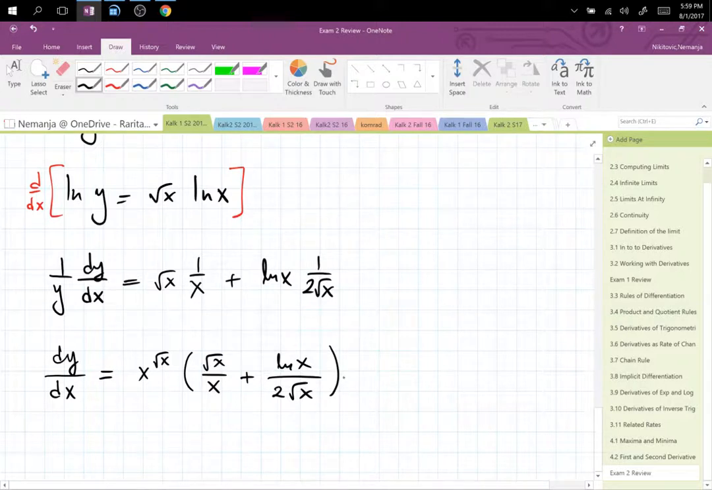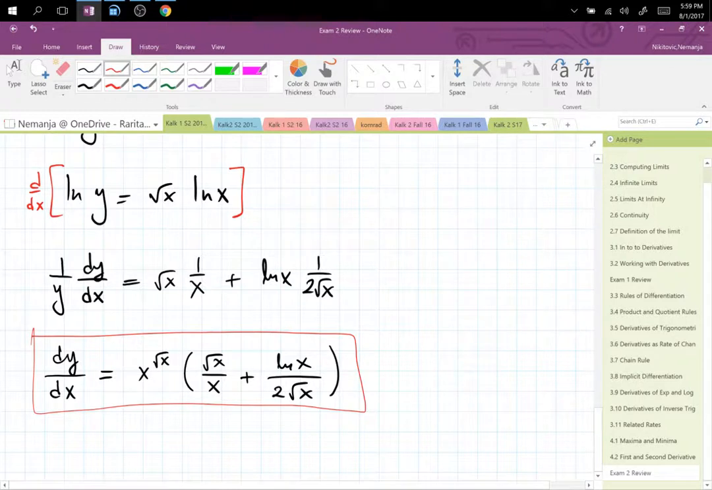Now you can probably simplify this more, find a common denominator and so on, but there it is. It's factored, ready to set equal to 0 to find more stuff in chapter 4.